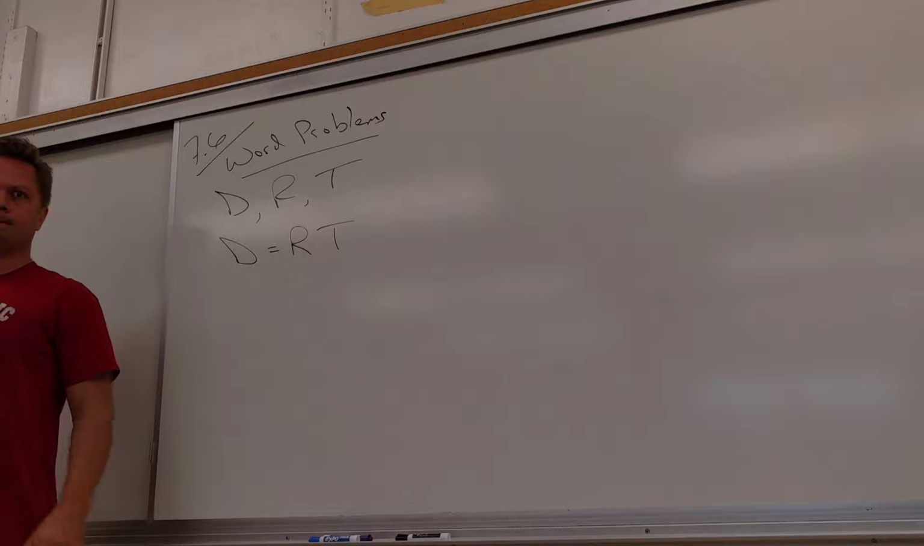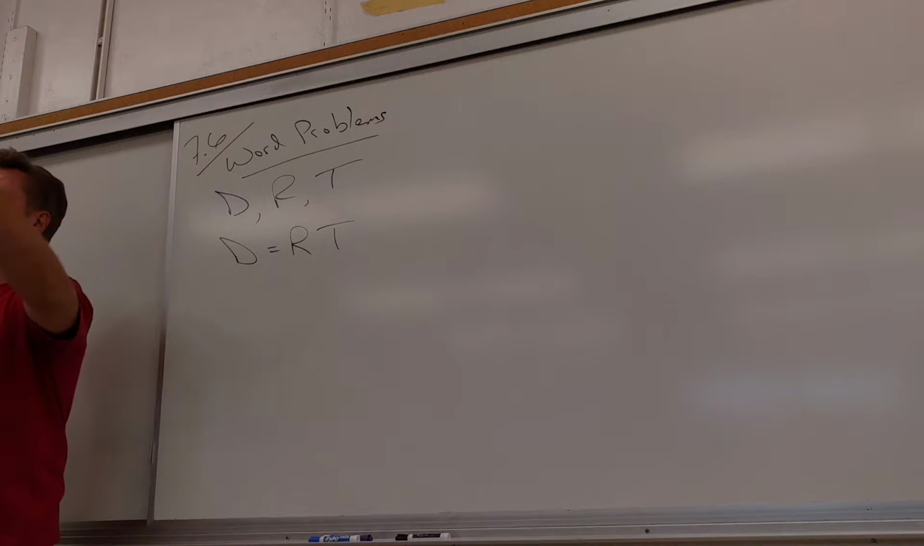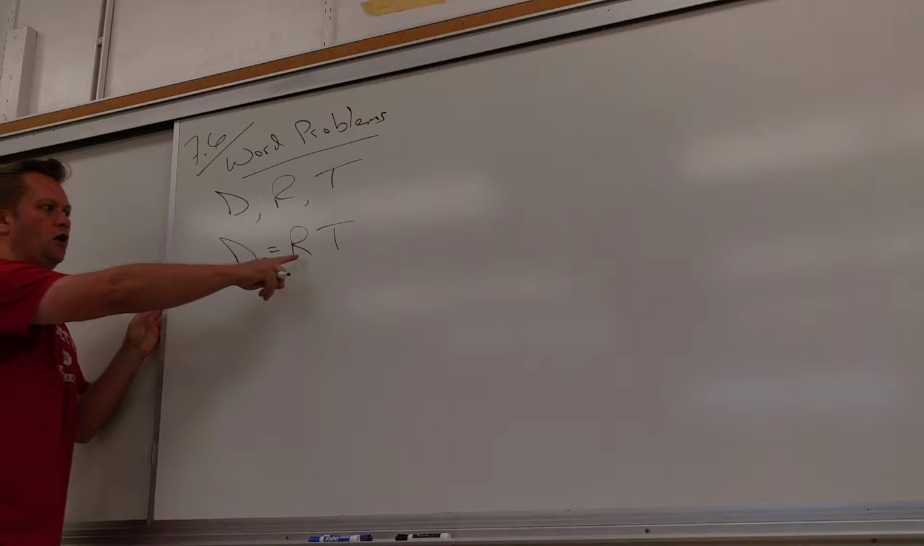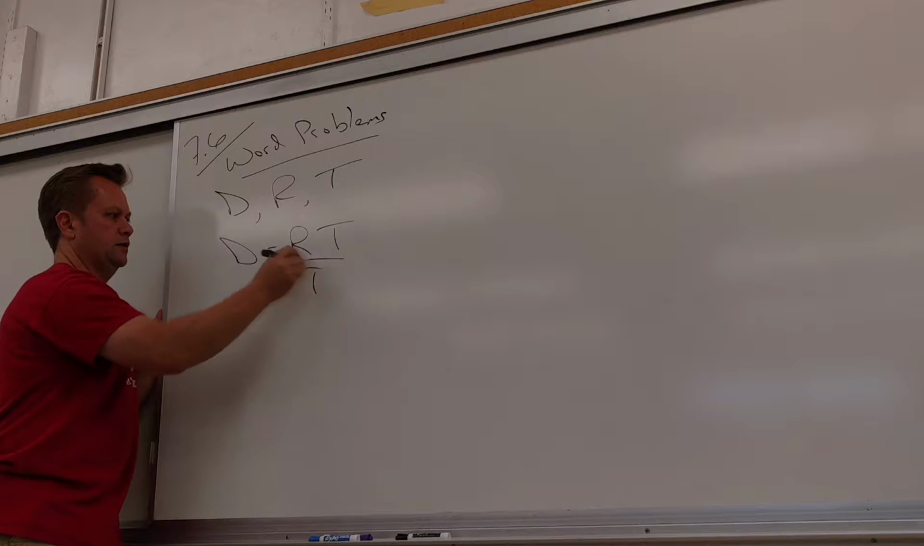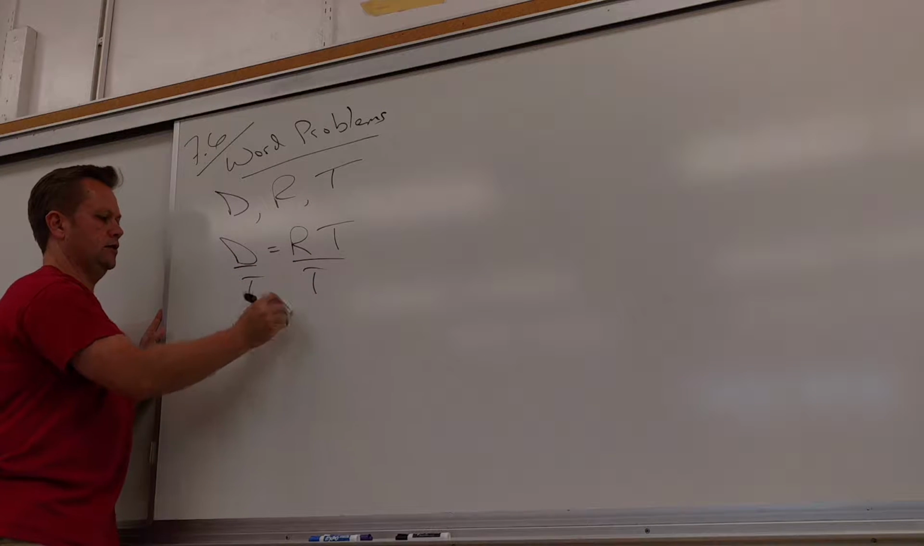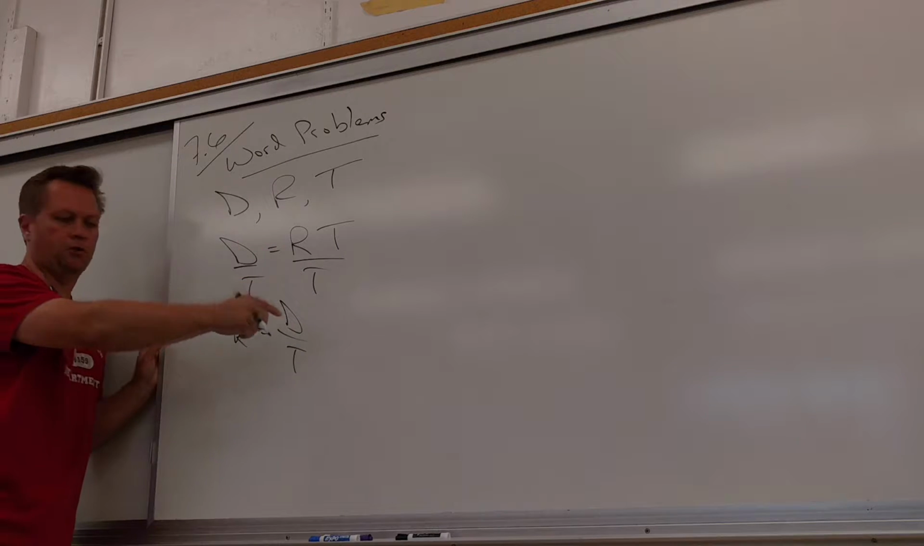In fact, what units does rate have? Rate, of course, we call it speed when we're going in a car. It's miles per hour. And if you solve for rate, how do you get R by itself? Divide by T. So rate is D over T, distance, miles, normally, per hour.